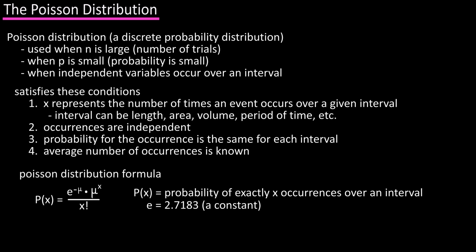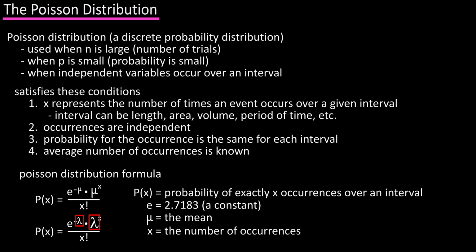The e in the formula is a constant, and it is approximately equal to 2.7183. Mu is the Greek letter, and it represents the mean. Sometimes this formula is written with the Greek letter lambda in place of mu, but both of these represent the mean. And x in the formula is the number of occurrences. So let's look at an example.